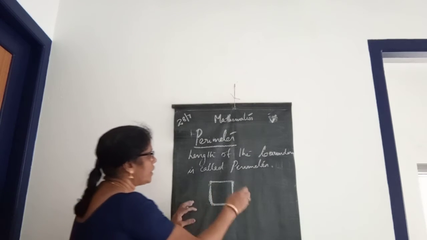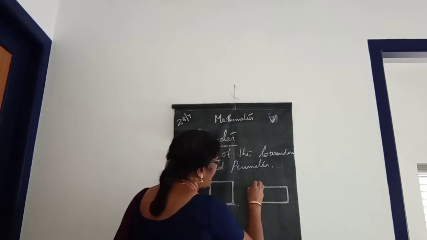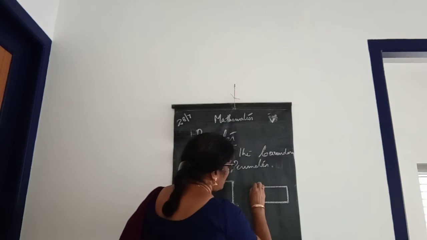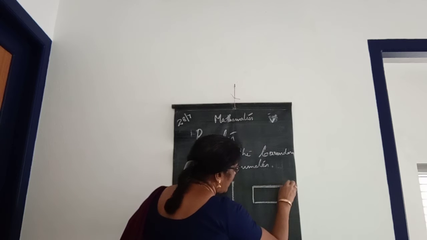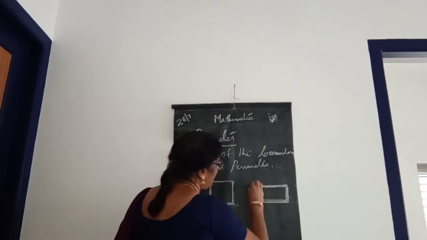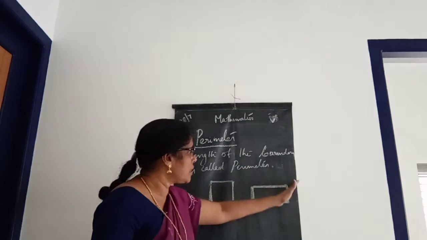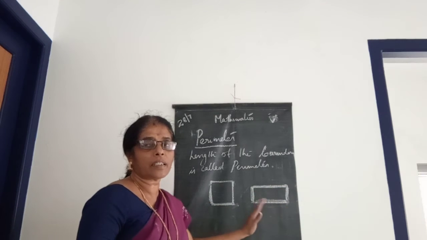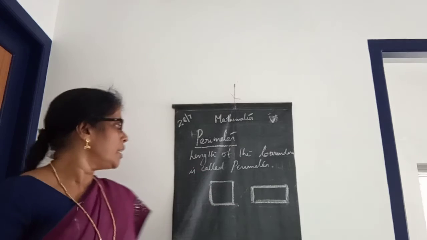Okay. That is the square. And in the case of a rectangle, this one is the rectangle. And what is the perimeter of the rectangle, children? These four sides, this boundary, is the perimeter of the rectangle. The length of the boundary is the perimeter of the figure.